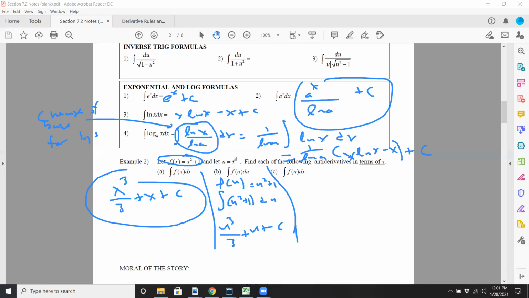I've got to replace the u with x cubed. So it actually becomes x to the 9th power over 3 plus x cubed plus c. Because I'm replacing the, yeah, so I replaced x with u, had u squared plus 1, I worked it out, but then I had to replace the u with x cubed.